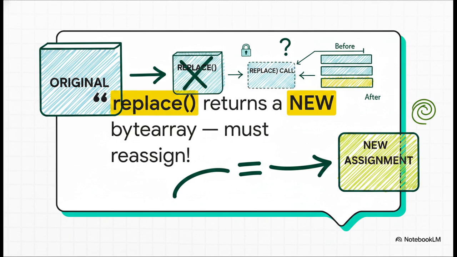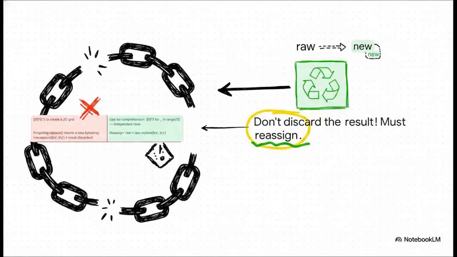But it doesn't. It actually behaves exactly like strings do. It generates a completely new object. If you just run that replacement method on its own, the replacement does happen, but the result is instantly discarded into the void because you didn't catch it. Your original byte array remains completely unaffected. To actually apply the change, you have to reassign it. You have to explicitly say your variable equals the variable .replace. It is such a small detail, but forgetting it is going to cause completely silent failures in your data processing.